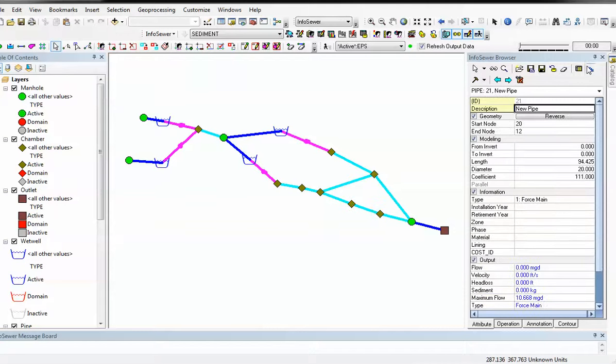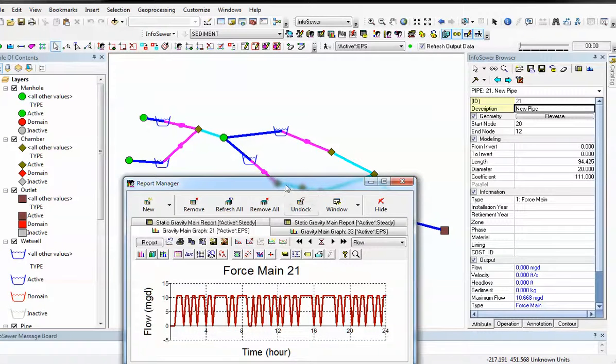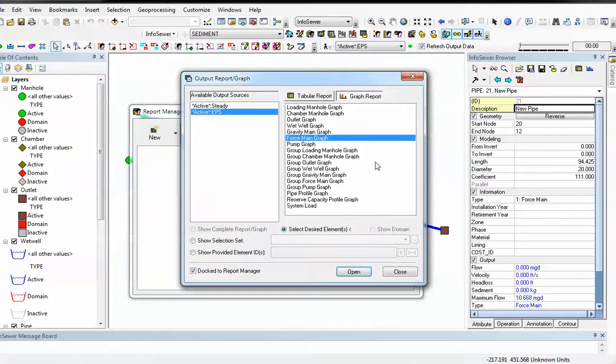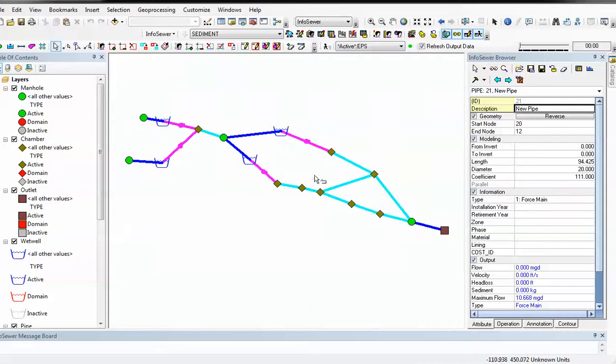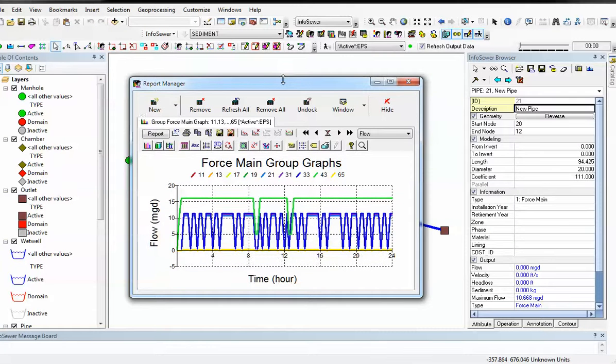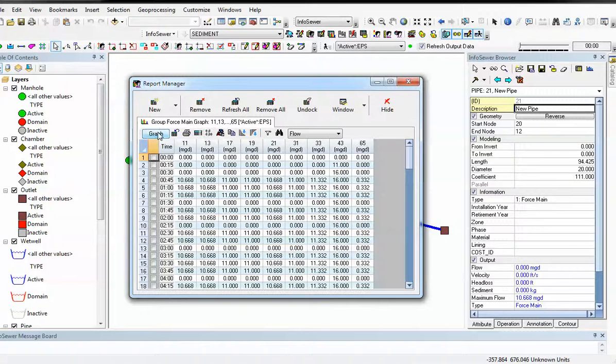So click on the attribute browser graph, come up with this. Let's remove all these graphs and let's do a group graph. We'll do a group graph of all the force mains. And here's all the different force mains. Okay. Remember, if you click on report, we can see the various bits of data.